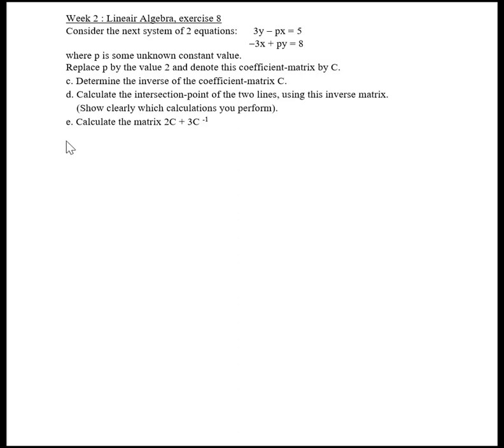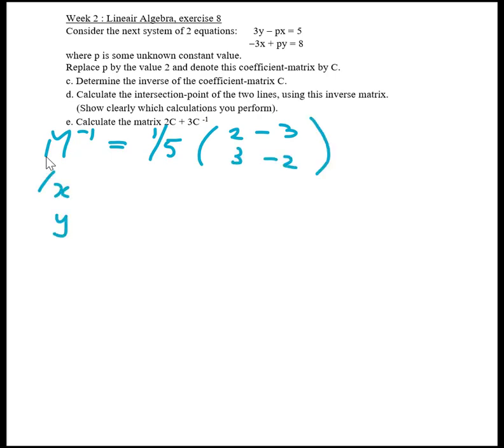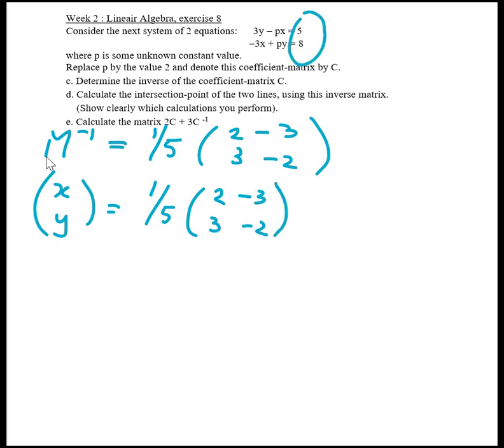Okay, so now we have calculated an intersection point, and let's try to do it with the inverse matrix. So we have the inverse matrix given by M^-1 being 1 divided by 5, [2, -3; 3, -2]. And we know we can calculate the intersection point by using this inverse matrix and multiplying it with the values of the equation. So multiplying with (5, 8). Okay, let's see if we can do that.